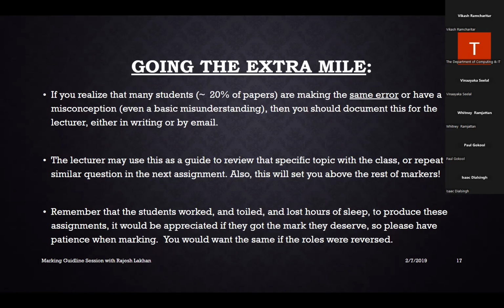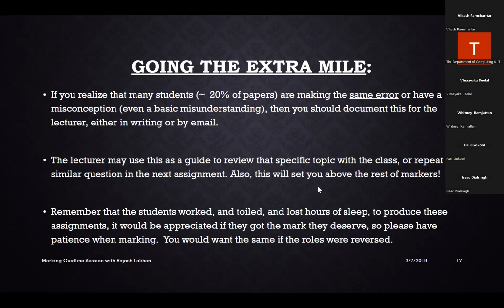Also, avoid the temptation to write too much in a script, because that slows you down. So if you find an error, you just circle the error. Unless it's a weird misconception that they have and you think just circling wouldn't help them, you could write a little note. But if you realize 5, 6 people or a couple more making the same error, start to circle it and put the note for the lecturer. The lecturer will address that in class, because generally it'll be easier. The lecturer may use this as a guide to review the specific topics with the class or repeat a similar question in the next assignment.